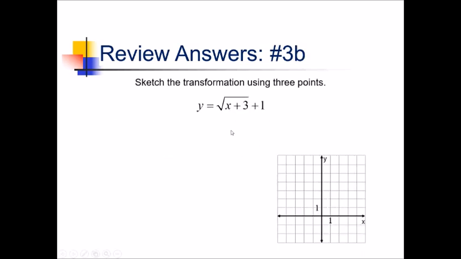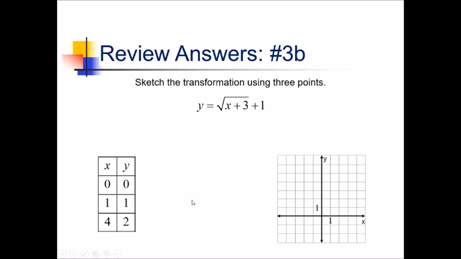To graph this square root function, I'll start with my 3 square root points that I always use and the parent graph table here. So I've got 0, 0, 1, 1, and 4 comma 2 that I'm putting in this table. And just taking a look at the function to see what's going on, the plus 3 inside means I'm shifting left 3, opposite of what you'd expect. The plus 1 outside means I'm shifting up by 1.